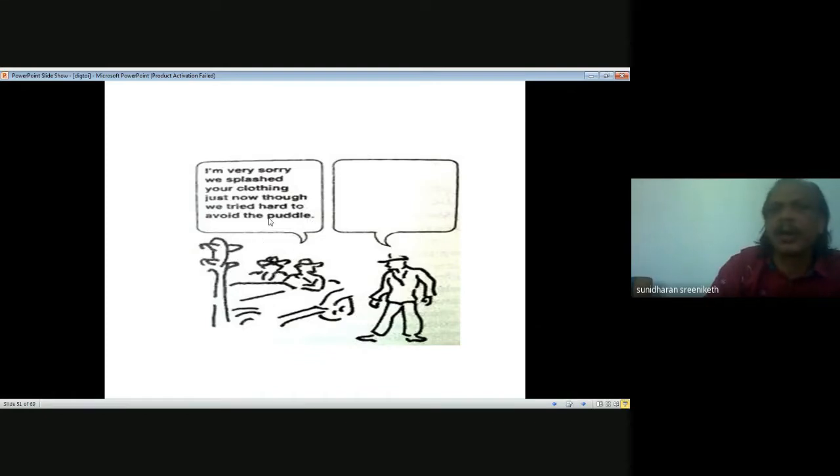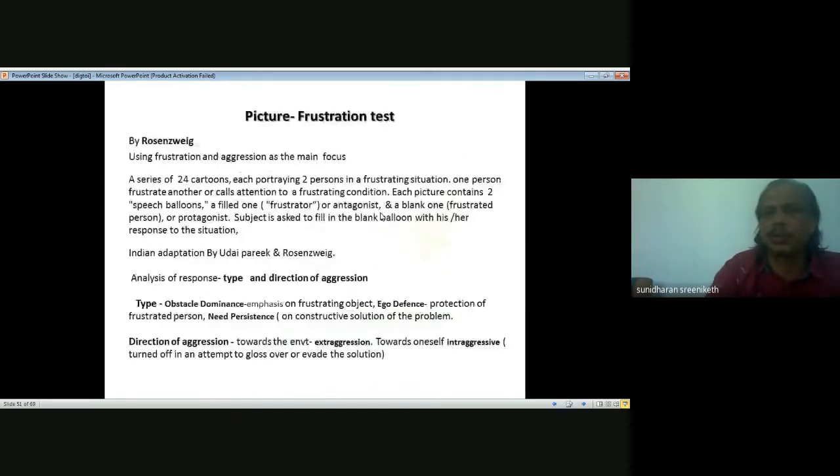Here, this driver, even though he tried to avoid this puddle, splashed the dirt onto the clothing of this person. Okay, so that is the situation, and how he responds to this situation can be analyzed in two ways: type of aggression and direction of aggression.